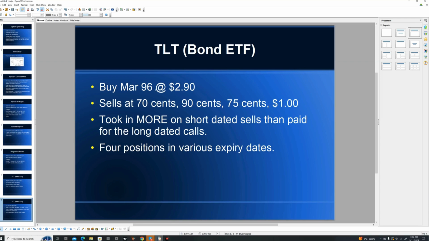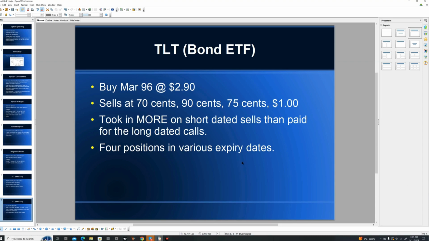Okay. Now, if we look at where TLT is right now, it's over 100. So this option here has an intrinsic value of almost $5, and it's still got 6 months till expiry. Okay. So you can see what a great strategy this is. And this is why I've got 4 positions in various expiries. I had one that started in October. We just took it off for about 120% gain. And so I've also got January 96 calls, I've got March 96 calls, and I've got June 96.